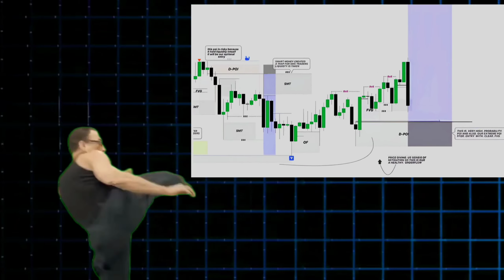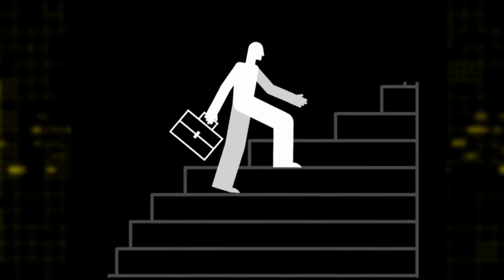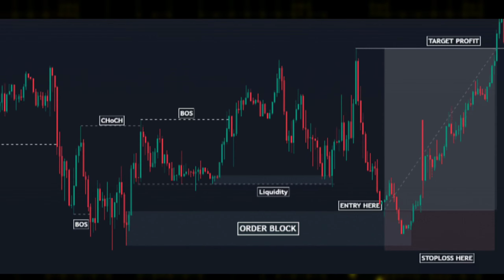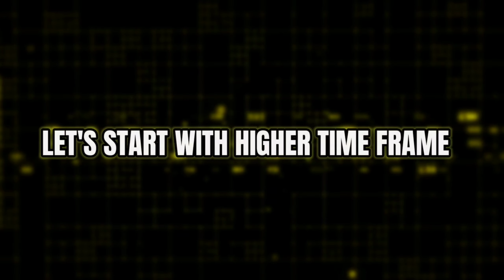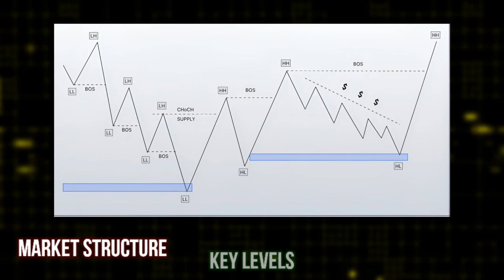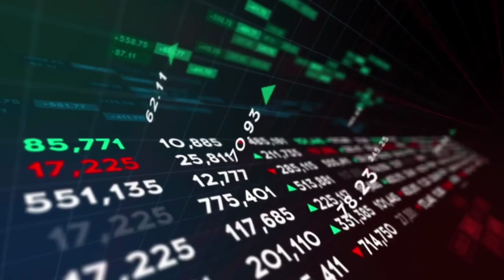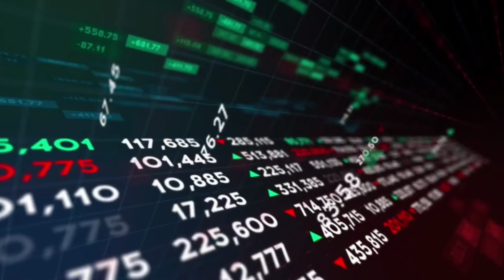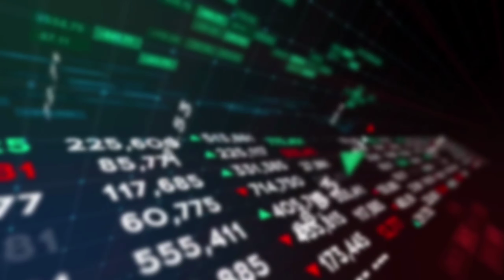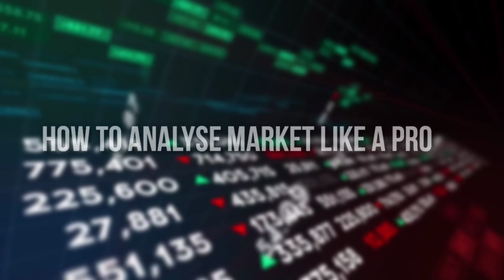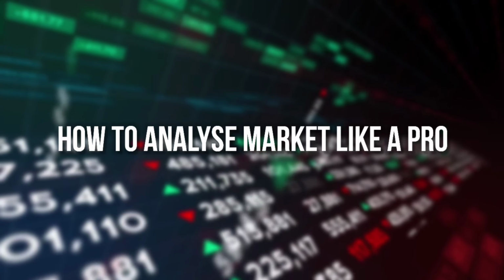Now, let's put this into action. According to the rule, let's start with higher time frame to get a clear picture of the overall trend before moving down to lower time frames. On the daily time frame, the main focus should be identifying whether the market is in an uptrend or downtrend by analyzing market structure, key levels, and trend direction. There's no need to get caught up in smaller price movements or useless chaos, just focus on the bigger picture. Let me show you how to analyze market structure like a pro.